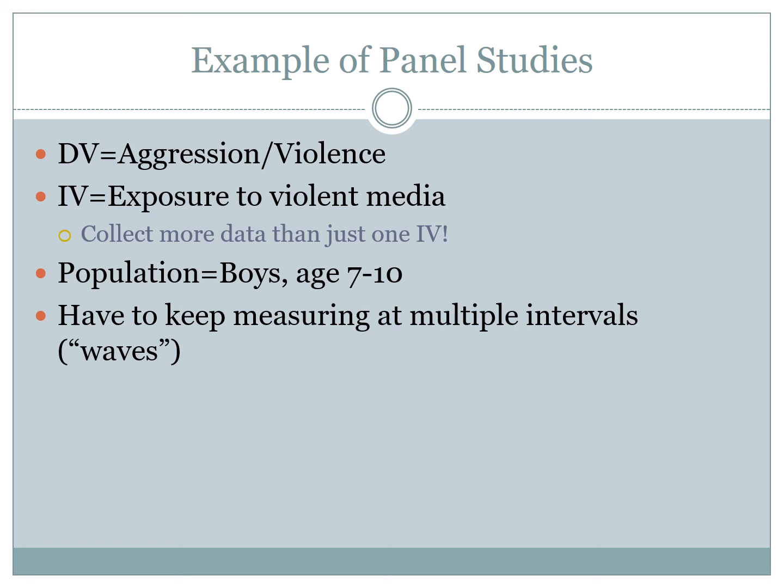if you're reading an article, you might find that they're saying they're measuring in waves. That just means time 1, time 2, time 3. Multiple measures of the same population.